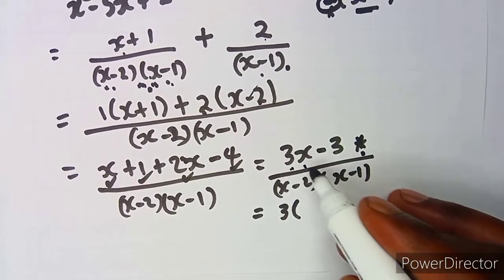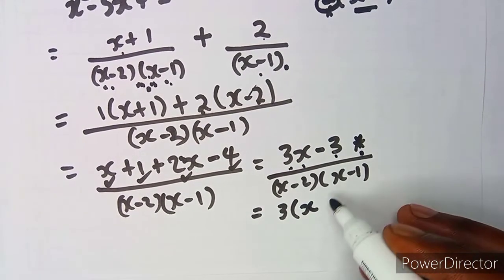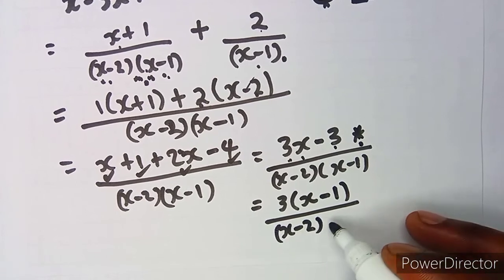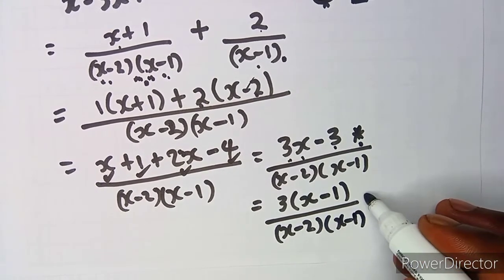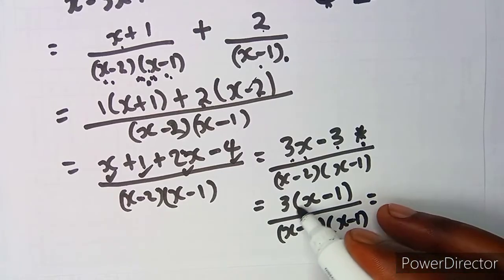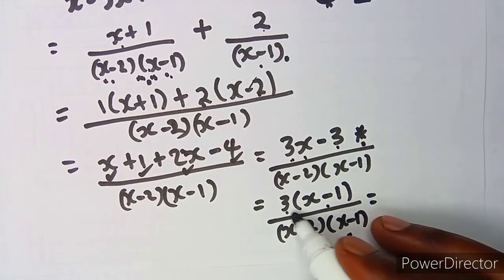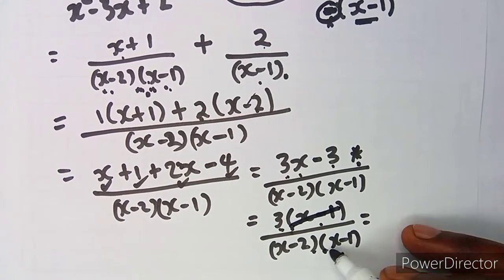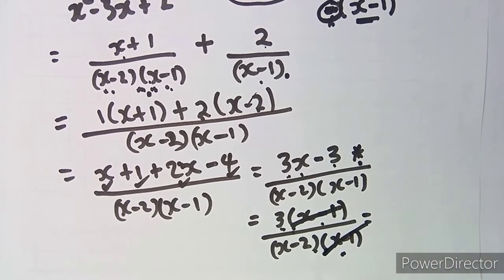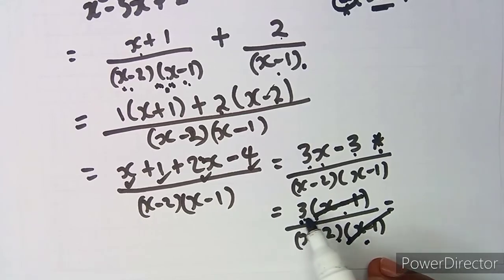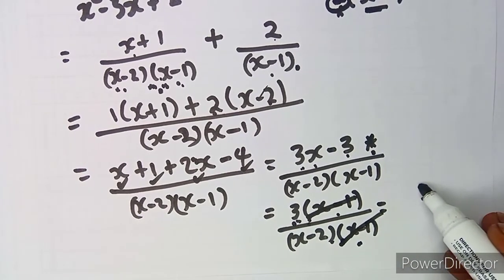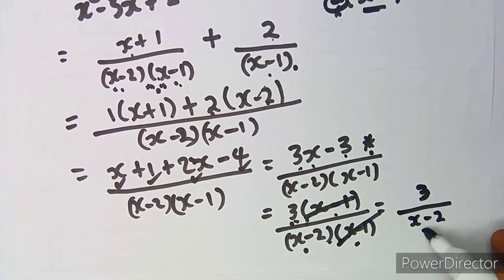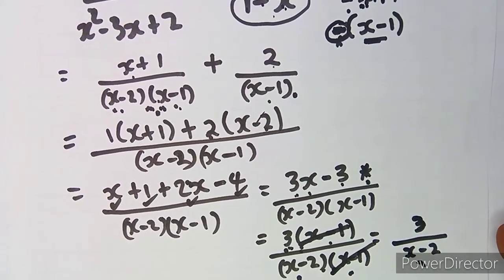If we factor out 3 here, from 3x it is going to be positive x, and from minus 3 it is going to be minus 1, so 3 into x minus 1, all divided by x minus 2 into x minus 1. And x minus 1 and x minus 1 are the same. These two are multiplying, and these two brackets are also multiplying, so you can actually cancel x minus 1 and x minus 1. That means on top we remain with 3, and on this part we remain with x minus 2. So that is what we have from this expression.